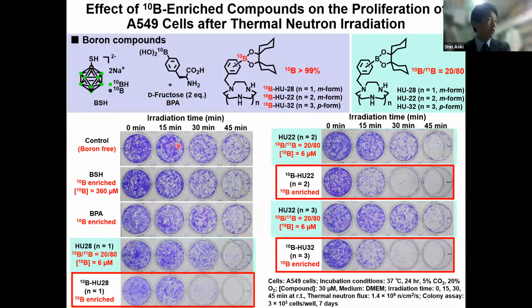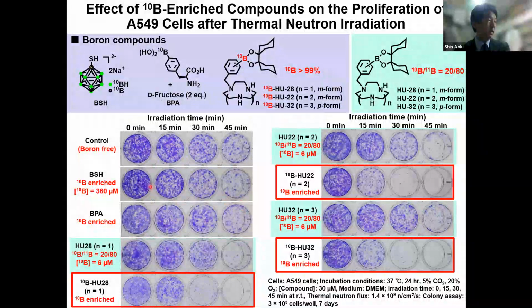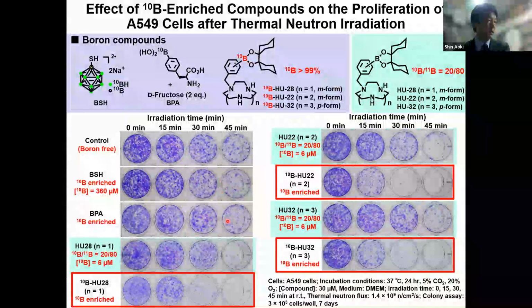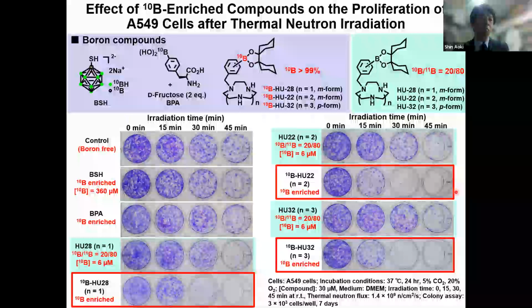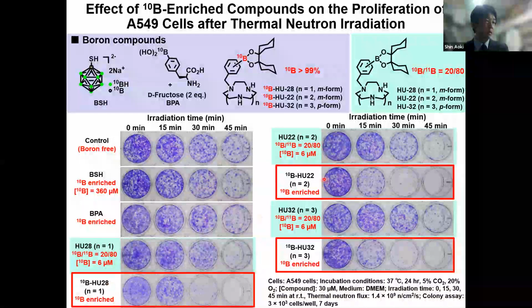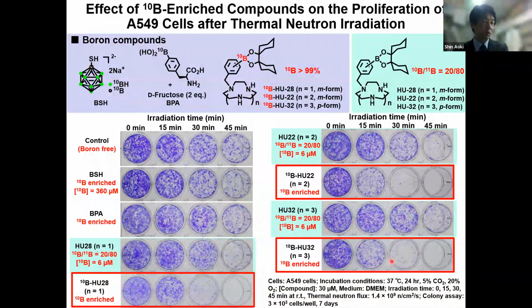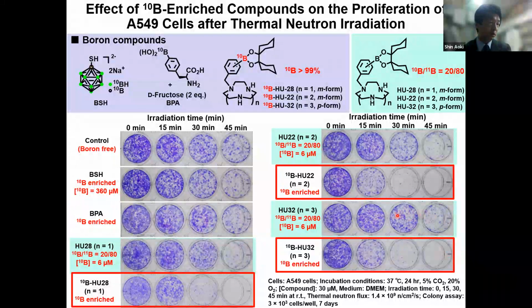This one is the control, and BSH and BPA show a gradual decrease in colonies of the cancer cells. And you can see in these red boxes, we have found that B10-enriched Hu28, 22, and 32 induce considerable anti-cancer activity after irradiation with thermal neutron.